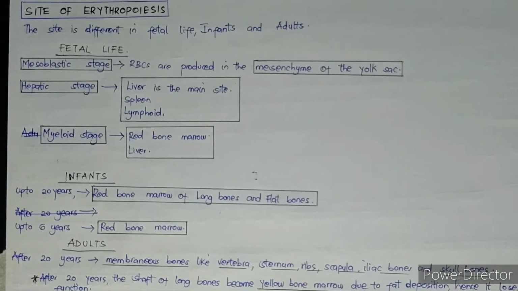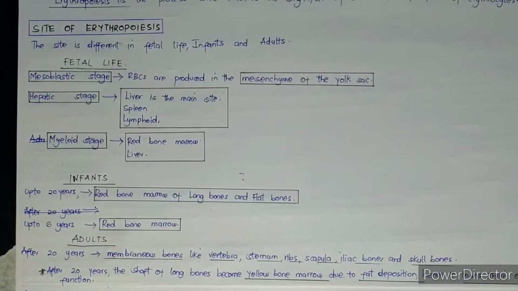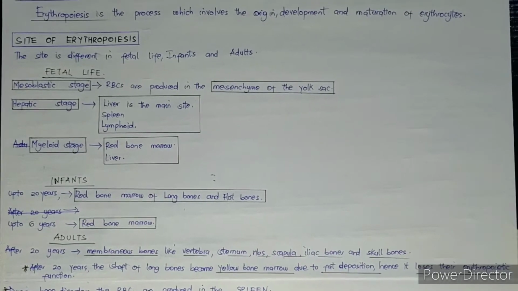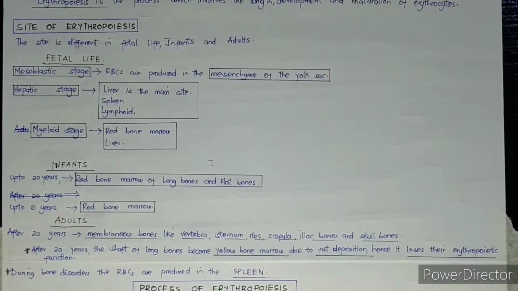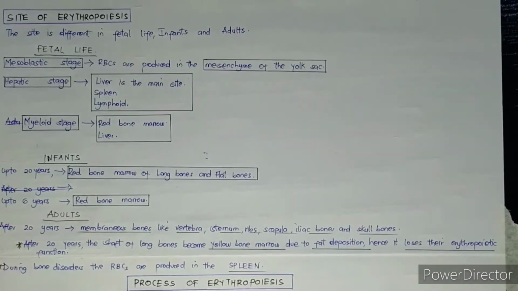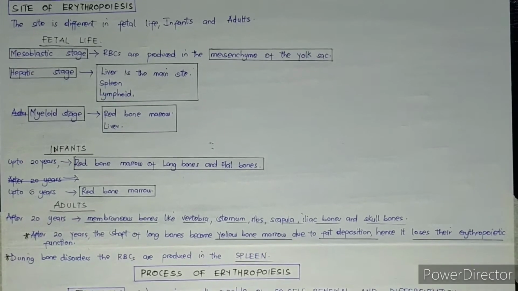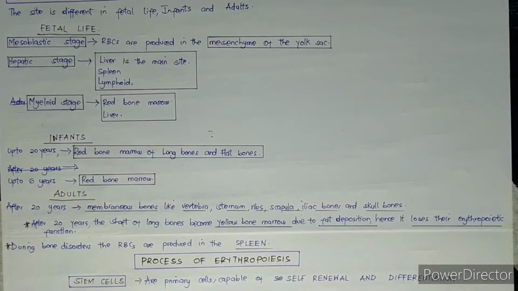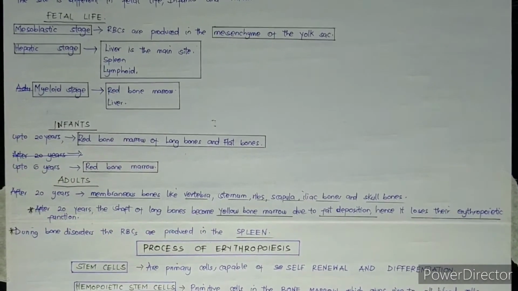In adults, after the age of 20 years, membranous bones like the vertebra, the sternum, the ribs, the scapula, iliac bones and the skull bones are the site of production of the RBCs. After the age of 20 years, the shaft of the long bones become yellow bone marrow because of fat deposition. Hence, it loses its erythropoietic function. During bone disorders, the RBCs are produced in the spleen.